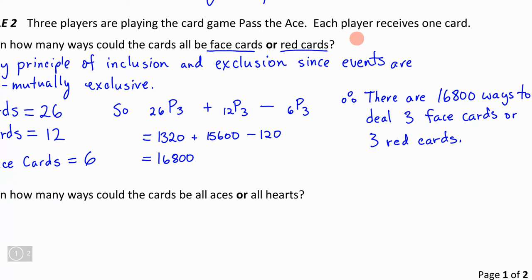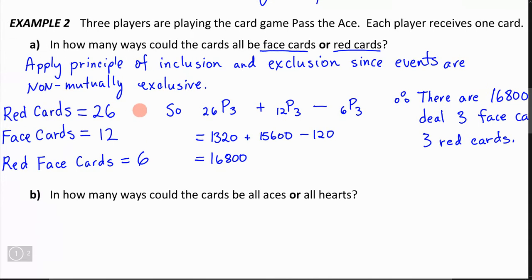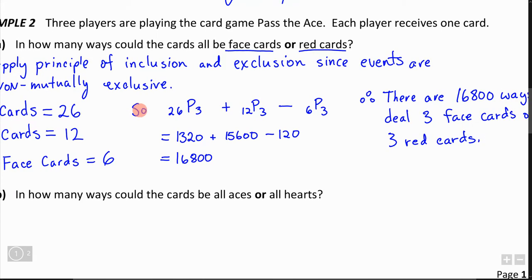Okay, so yeah, that's the entire point of the problem. Let's just recap. You want to deal, so how many ways could the cards be all face cards or all red cards? So the ways of arranging 26 red cards into an arrangement of just three, plus the 12 face cards that you can get when you're dealing three, and then subtracting the intersection. Okay, it has to be or. It can't be both a face card and a red card.